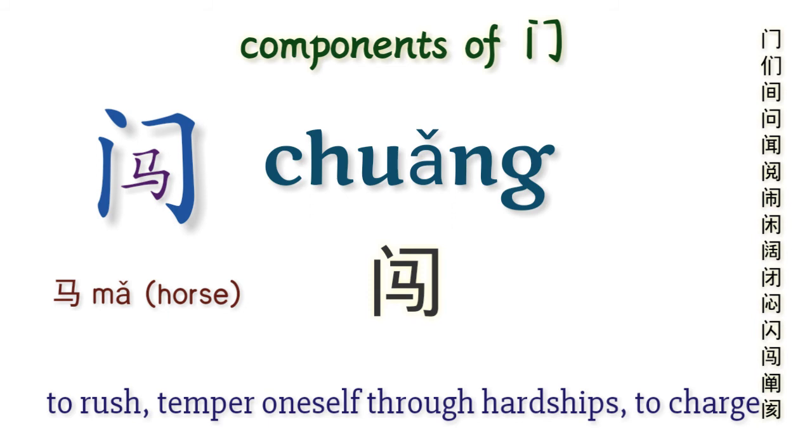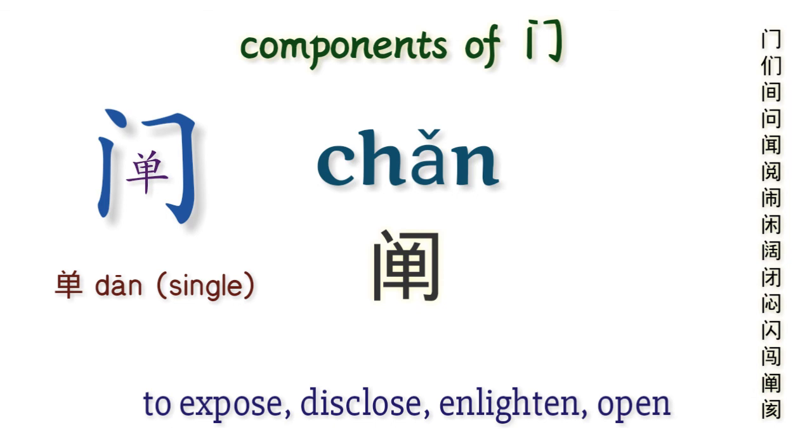Chuang. Horse in the door is chuang. That means to rush or to temper someone through hardships. Chan. Tan inside door is chan. That means to expose or disclose.